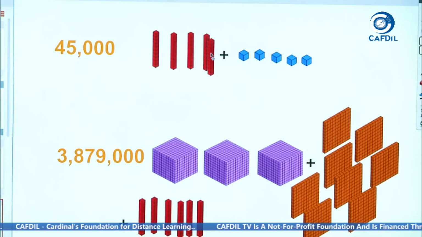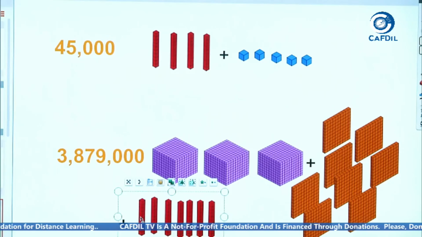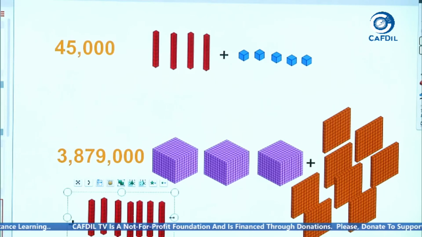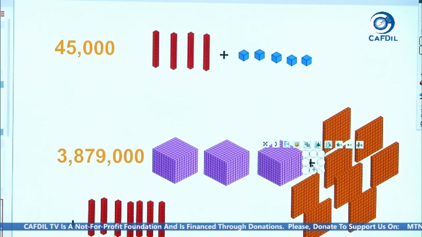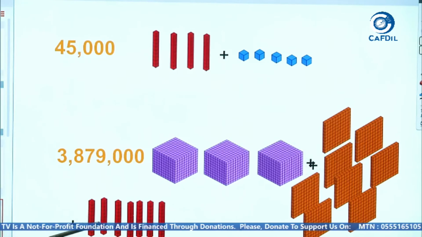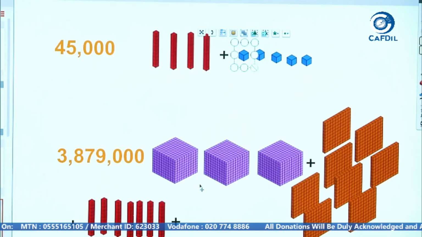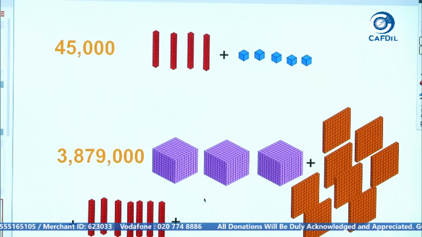We are picking them one by one. Should we count? Let's see if they're up to 7. 1, 2, 3, 4, 5, 6, 7. There we are, our 7 longs. And then the last one, which is the units, we will need 9. Let's pick the units.